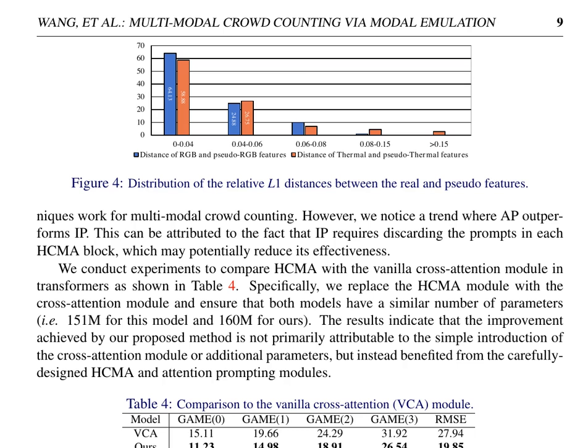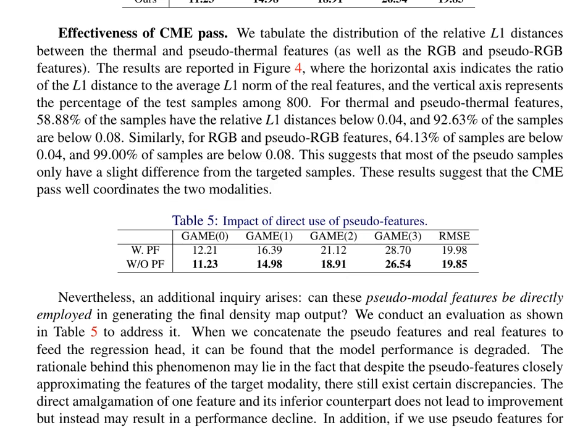The authors also evaluate the effectiveness of the cross-modal emulation, CME, pass, which coordinates the two modalities. They calculate the distribution of relative L1 distances between thermal and pseudo-thermal features, as well as RGB and pseudo-RGB features, as shown in Figure 4. The results indicate that most pseudo-samples have only a slight difference from the targeted samples, suggesting that the CME pass successfully coordinates the two modalities.